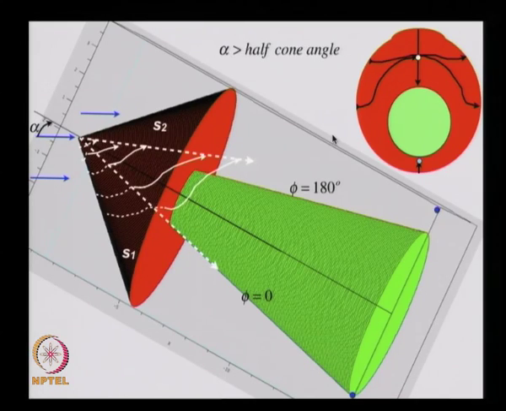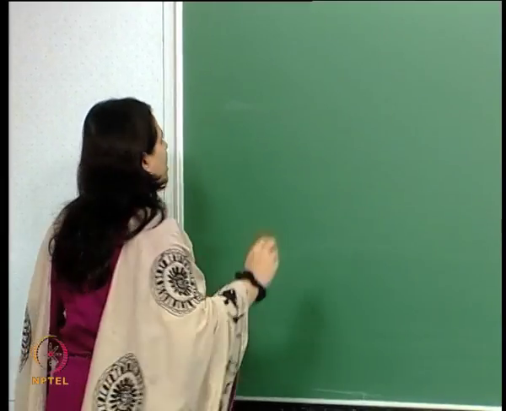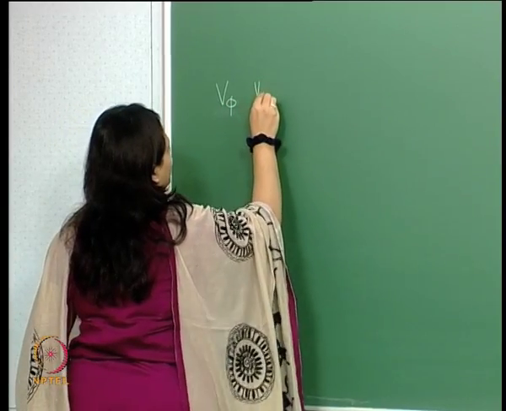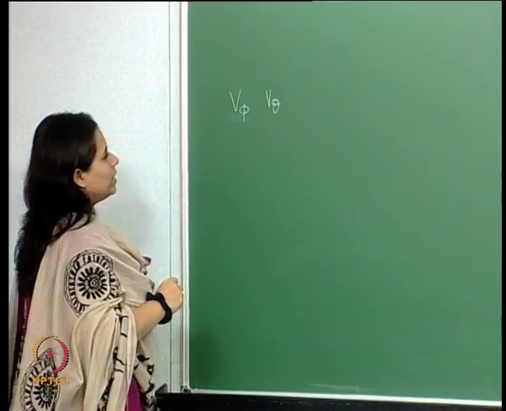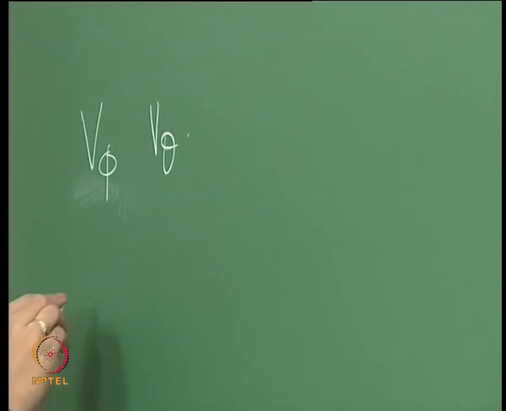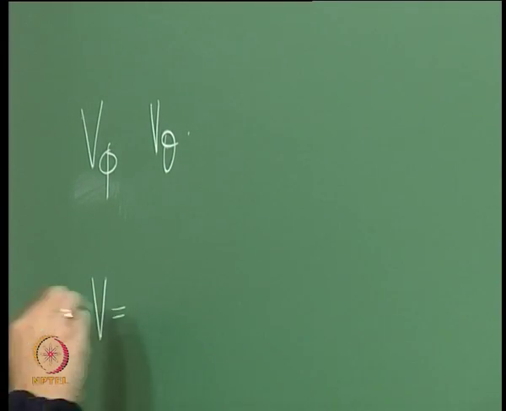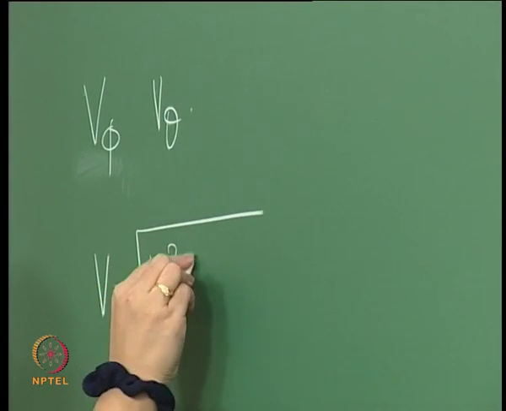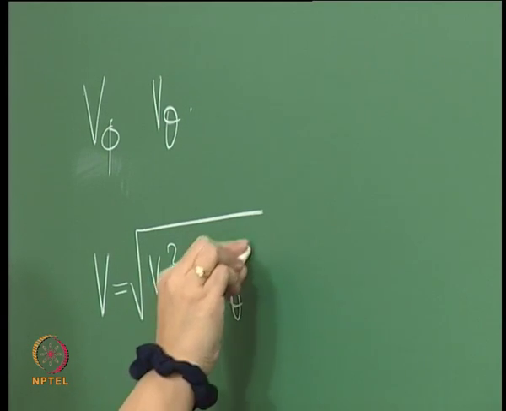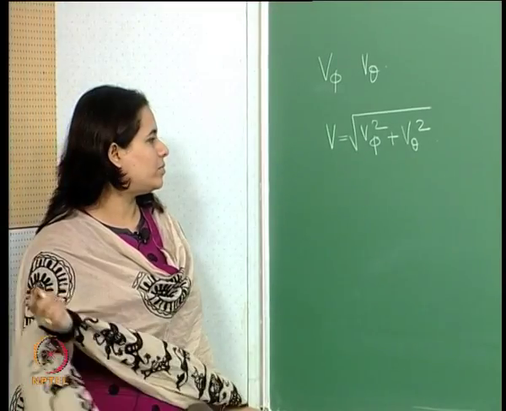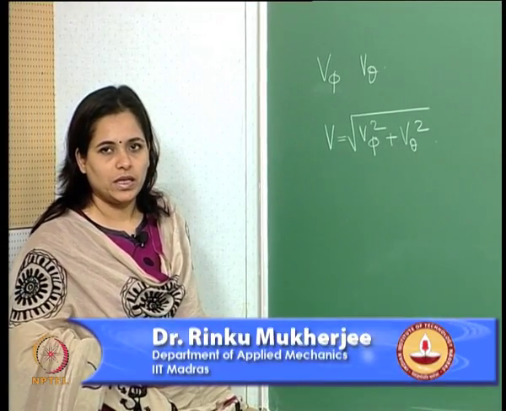Okay, so anywhere in the flow field, we will have, say, I'm not drawing any pictures here. Where are the v phi and v theta? So the total velocity, I'll just think of this velocity component, which is given by this.